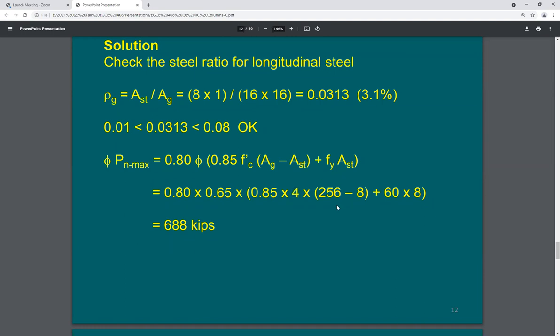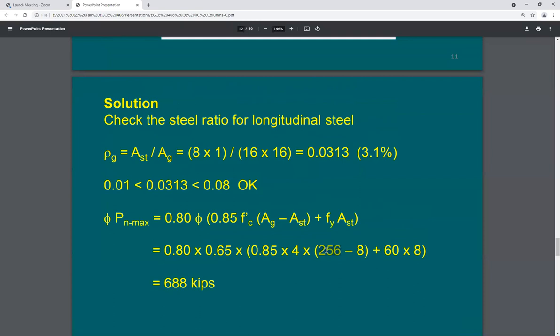And then it says here 256. I'm wondering, what does this 256 come from? Is this Ag? Yeah, 16 by 16. Is it 256? Yeah, okay, good. Subtracting the cross section area of the steel, which is 8. Yeah, okay, I'm following this. So this highlighted part is giving the concrete component strength.